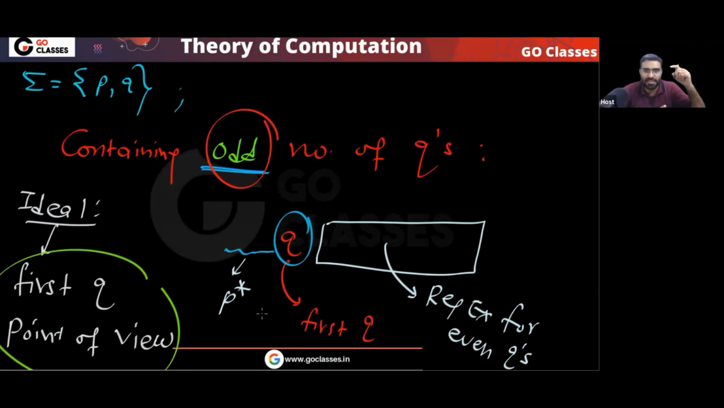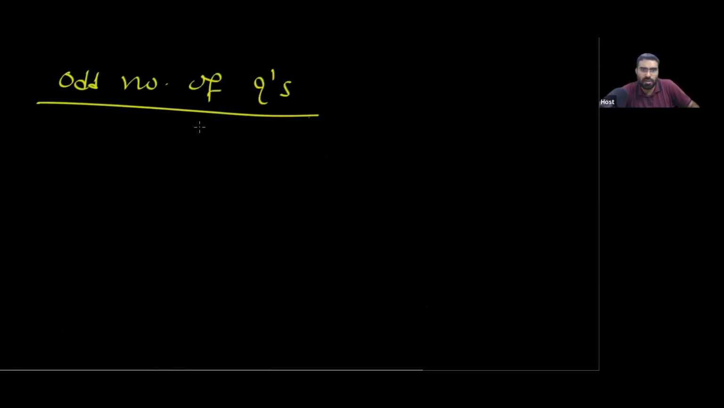The analysis, the clever thinking, idea number 1, idea number 2: a different perspective, a different point of view. The same question you are solving from a different point of view. You are thinking from the first queue's point of view, and you can also think from the last queue's point of view. So tell me, for odd number of queues, what will your answer be?